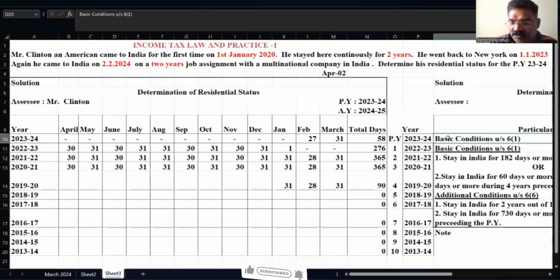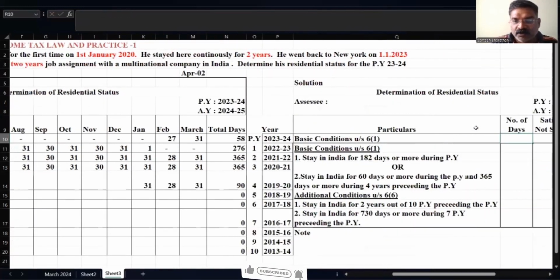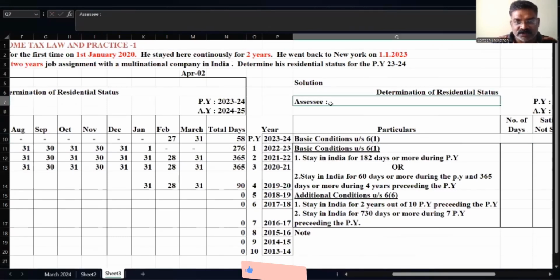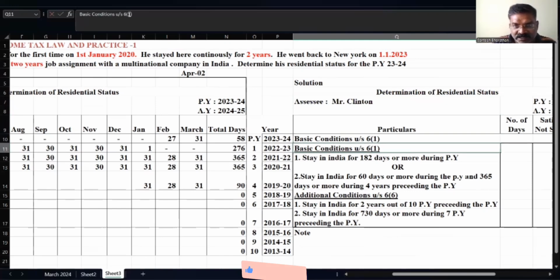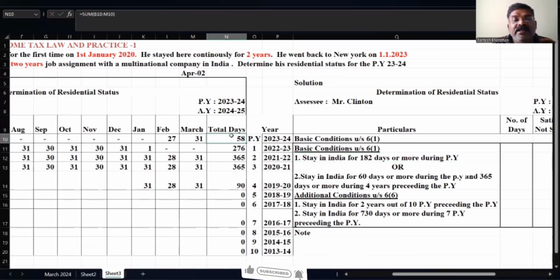We'll go to the determination of residential status, where Mr. Clinton has to satisfy both the conditions. One is the basic condition, the other is the additional condition. So first I'll read the assessee as Mr. Clinton. Okay, he is an assessee. So we'll see the basic condition under section 6, subsection 1. What it says: stay in India for 182 days or more during the previous year. We'll go back to the chart where he stayed only for 58 days. That means the first condition he has not satisfied.